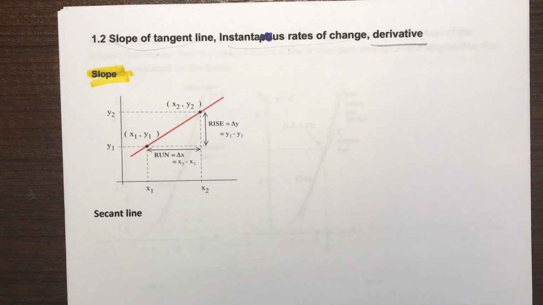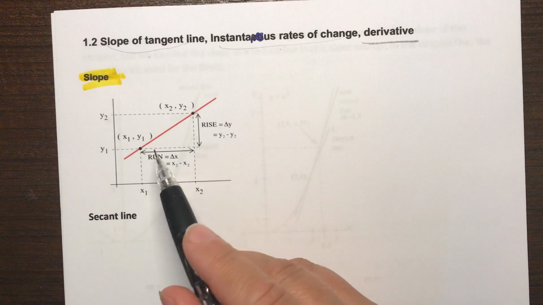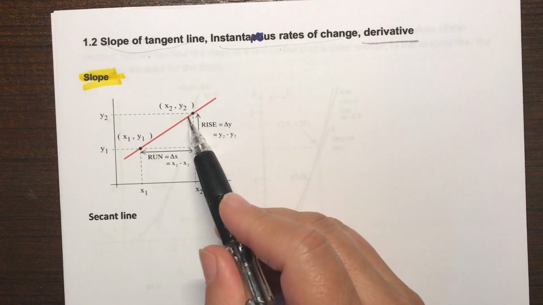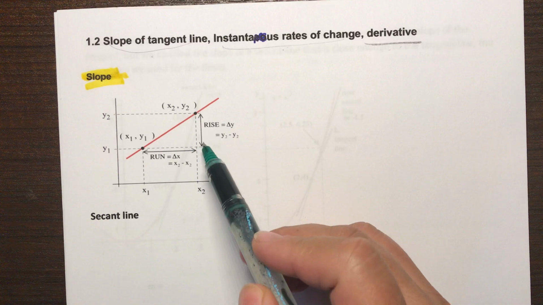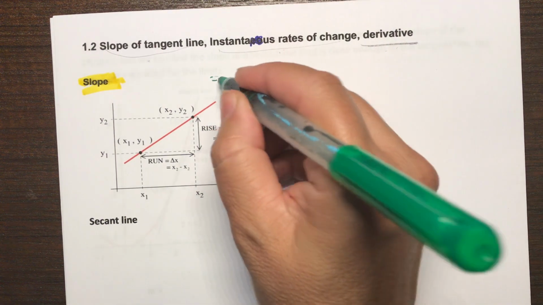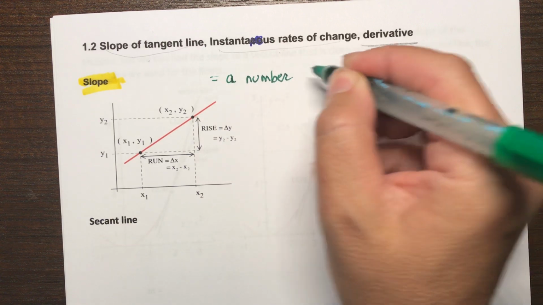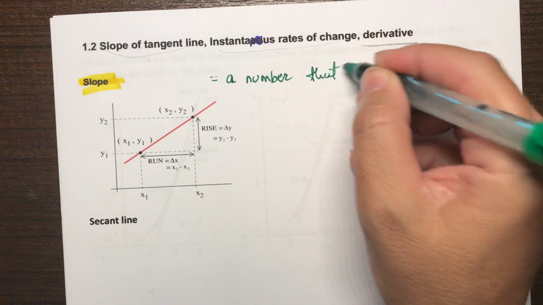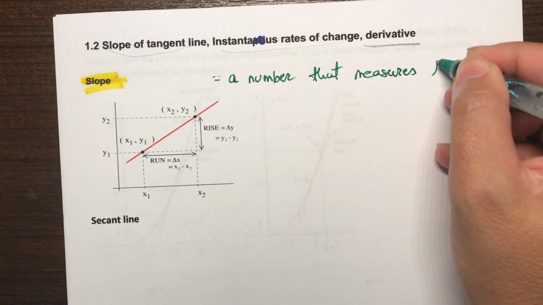So, to measure the slope of a line, all we have to do, here's a line for you, all we have to do is pick 2 points on that line, yes? And so what does the slope of a line measure? The slope of a line measures how far up does this line go versus how far to the right. So the slope is simply a number that measures the steepness of a line.